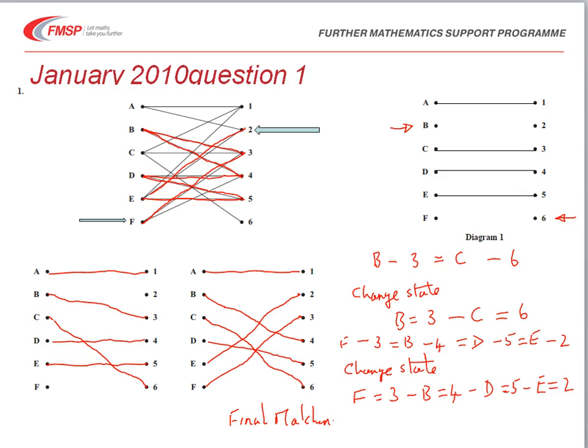The easiest way to state it is just by going through alphabetically. A equals 1, B equals 4, C equals 6, D equals 5, E equals 2, and F equals 3.